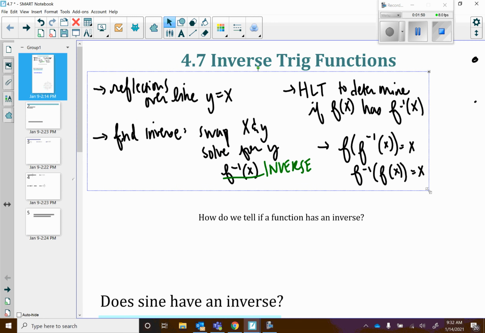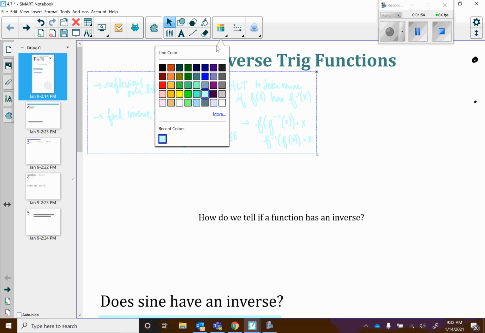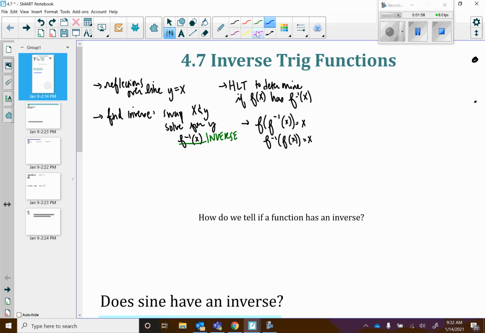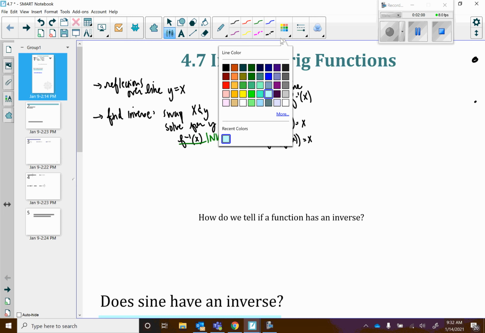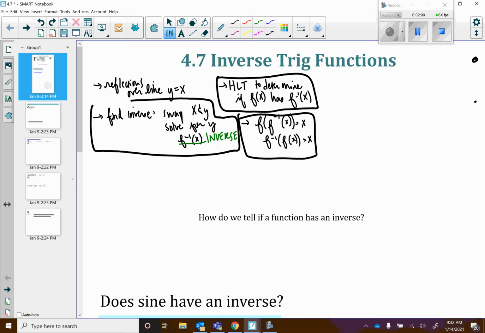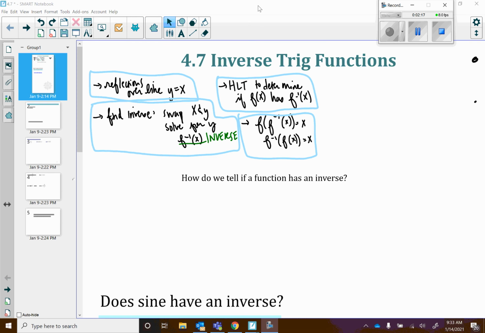And let's take this information a little further. I want to look at the horizontal line test for a moment, because that one is going to be kind of important for what we are about to see. Sorry, I kind of went a little crazy there.